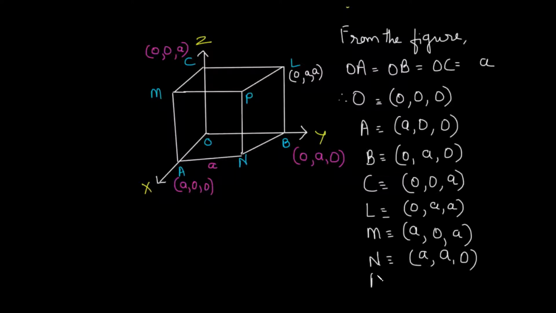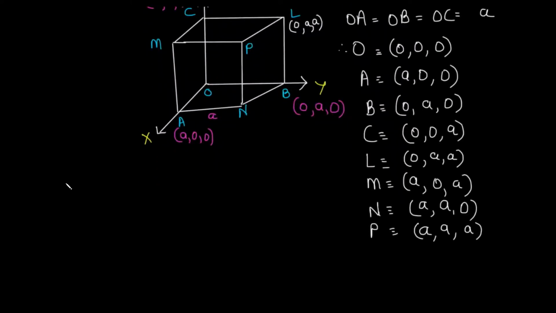And the point P which remains, now P is a point in space, and therefore the coordinates of P are A, A, A. It lies in front of all the three axes actually. So as a result it becomes A, A, A. So in this way we get all the coordinates of all the points.